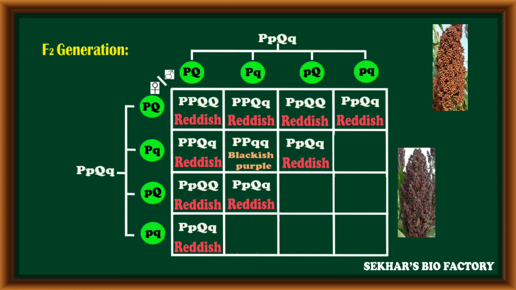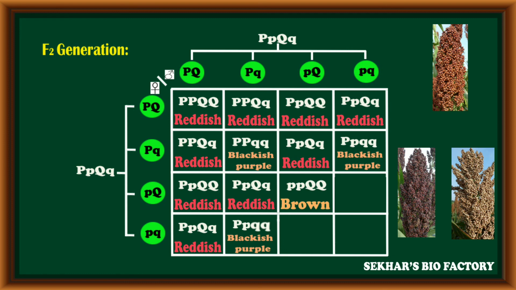The next combination: the Q gene is present in homozygous recessive condition, so the P gene can express its dominant trait. Because of the P small q alleles, blackish purple color grains are produced. The next combination, P small q, blackish purple color will be expressed. Again P small q, blackish purple color will be expressed. Out of 16, 3 are blackish purple.